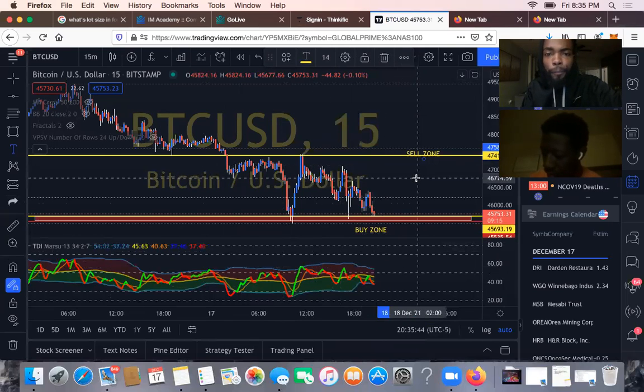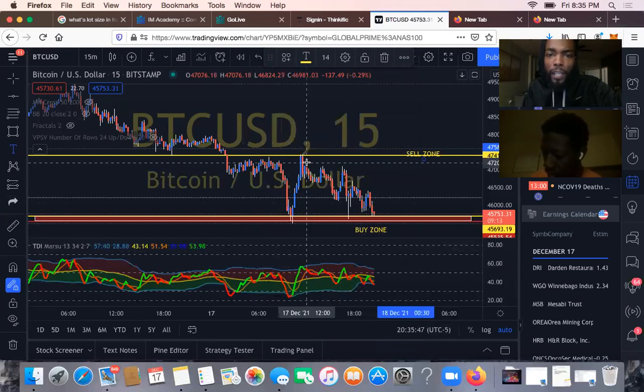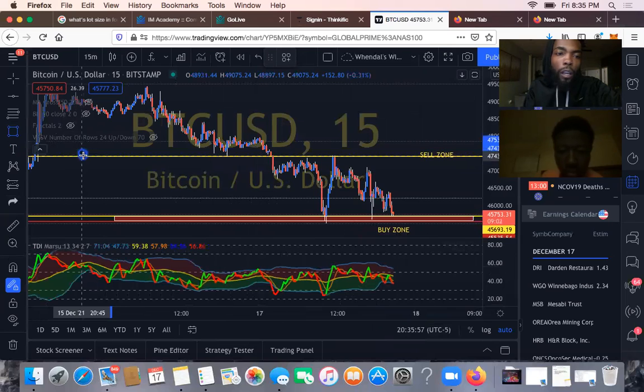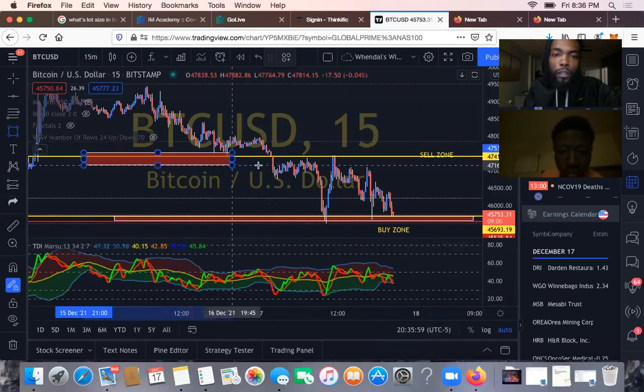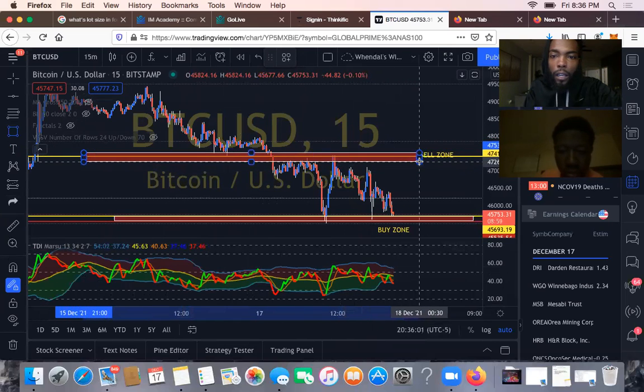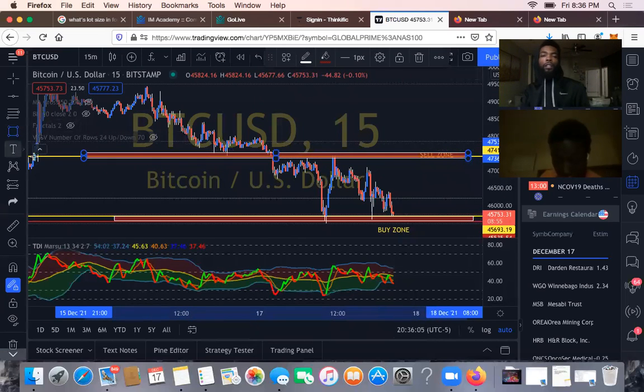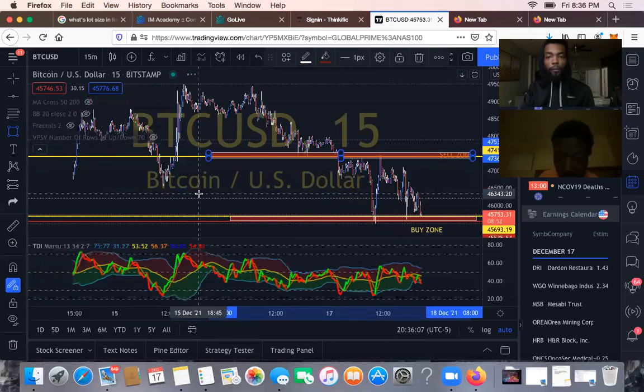All right, sell zone. So I mean, it's not too much of a wick to even put a box, but if you wanted to put a box up here just to make it look uniform, you can. You can put it around this line. This is your sell zone. All right. Boom. Easy peasy.